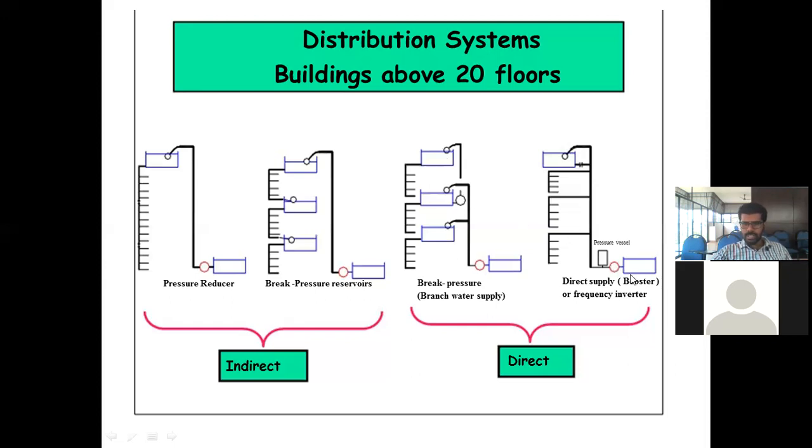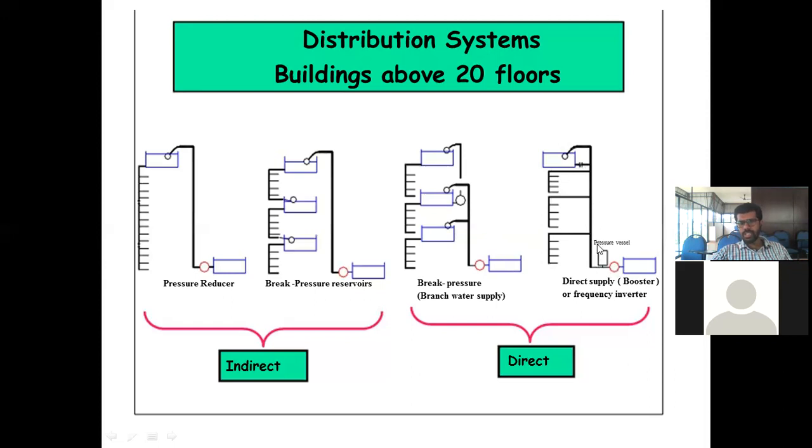Another system is the direct supply booster pump. Because now you are not giving to any overhead tank except one, you can directly give to the fixtures. And at last, if you want to store the water, you can store it, and one connection is again given back to this line itself. This booster pump is direct.